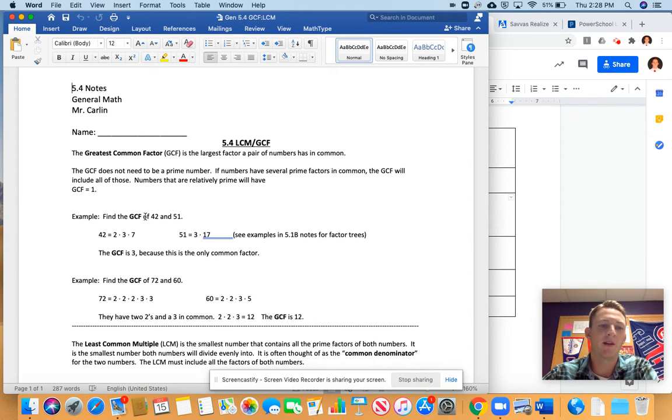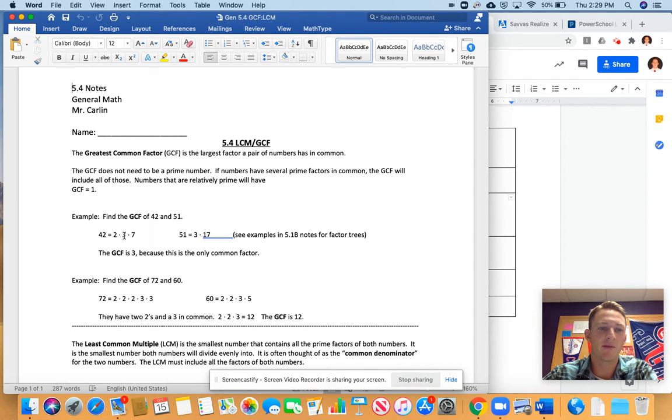So let's find the greatest common factor of 42 and 51. Well, 42 breaks down into 6 times 7, and 6 breaks down into 2 times 3. So we have 2 times 3 times 7. We're just doing the prime factorization of 42. And then 51, we're doing the prime factorization. That's 3 times 17. And if you need a refresher, again, check the 5.1b notes on how to make a factor tree.